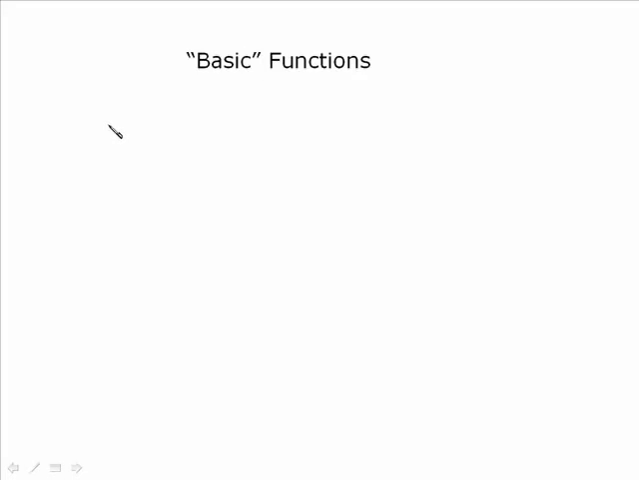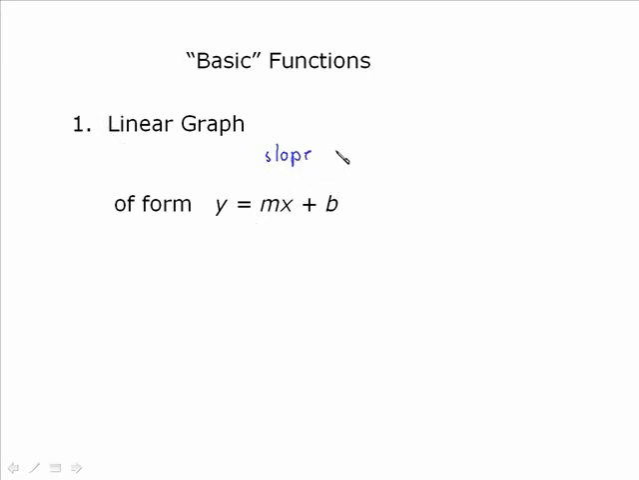So here are some of the basic functions. The first one is the linear graph, the linear function or the linear relation. And it is typically of the form y is equal to mx plus b. Now this is referred to as the slope y-intercept form. And your m value is the slope of the line, and the b value is the y-intercept.